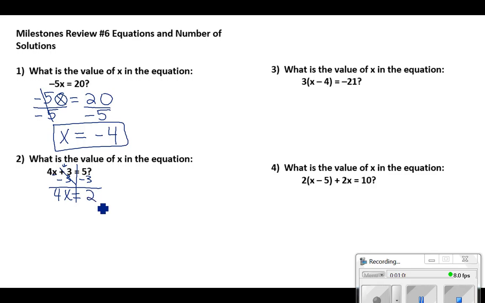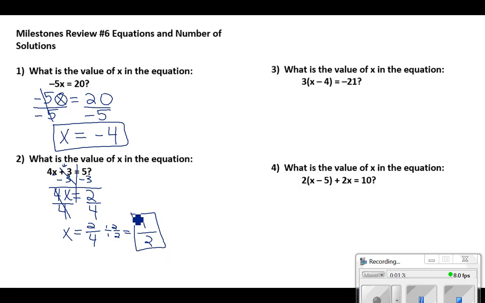Now we have a one-step equation. We're going to divide both sides by what's with the x. X equals 2/4, so we can simplify that because 2 goes into both of those. 2 divided by 2 is 1. 4 divided by 2 is 2. So our answer would be 1/2.